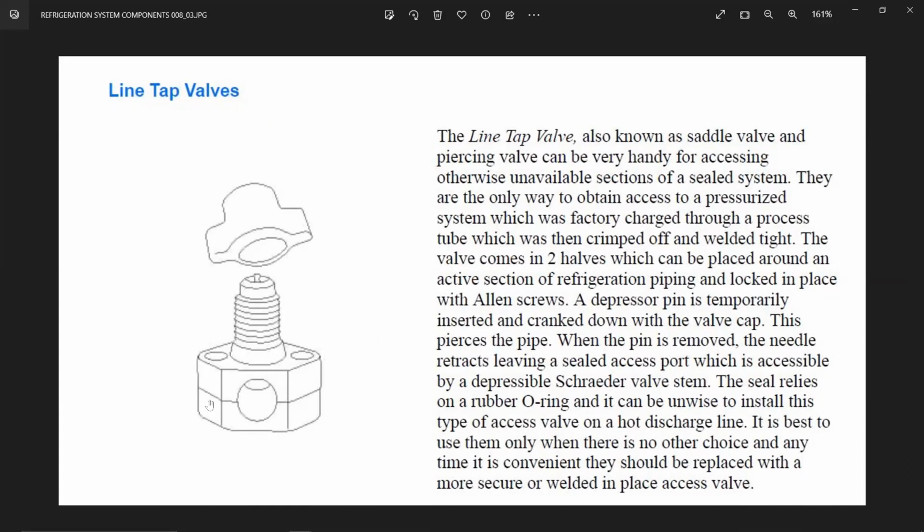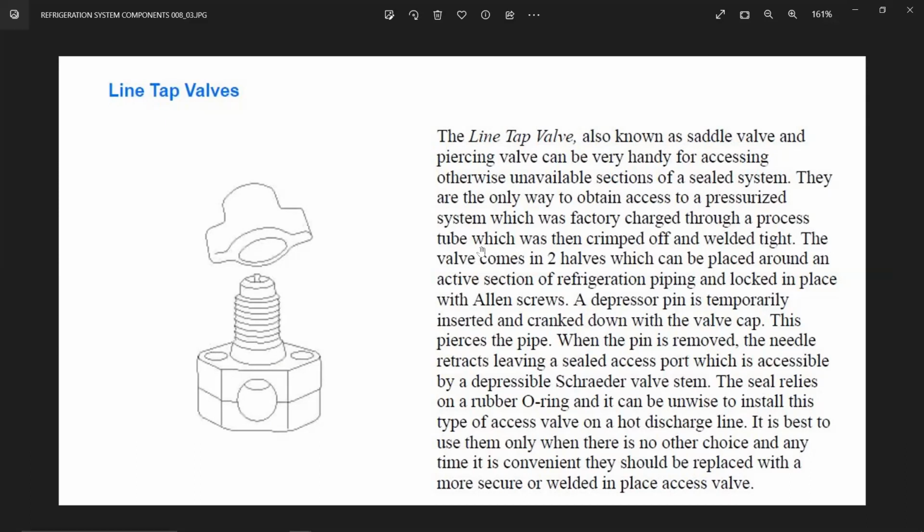तो ये लगा दो, आपको line tap valve दो half में है. ठीक है, it has got a piercing nozzle, and you connect it, and as you clamp it, it will basically make a gas tight seal and also make the hole, and then you've got a Schrader valve on top of it. So the line tap valve is better because you don't have to worry about where you do not have any service line.